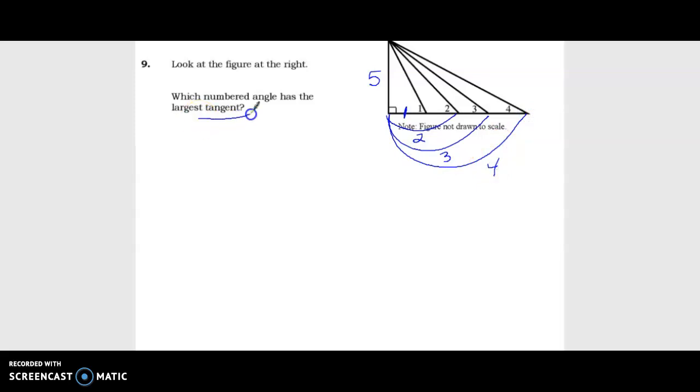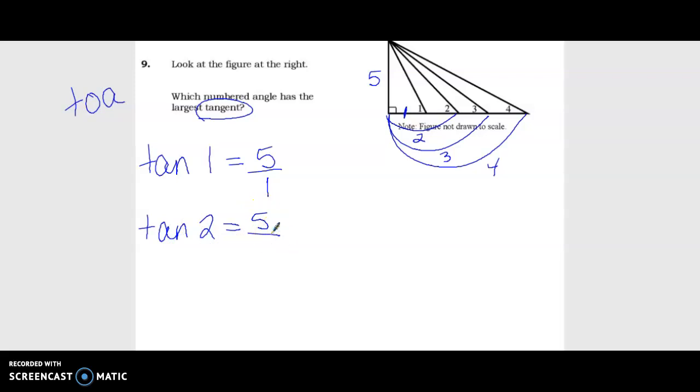It says, which one has the largest tangent? So looking at the numbers, they're asking us to find the tangent of angle 1. Tangent is TOA, opposite over adjacent. The opposite side is 5, the adjacent side is 1. Find the tangent of angle 2. Your opposite side is 5. Your adjacent side is at bottom, which would be 2. The tangent of angle 3, opposite over that base length. Tangent of the last angle, 4, would be 5/4.